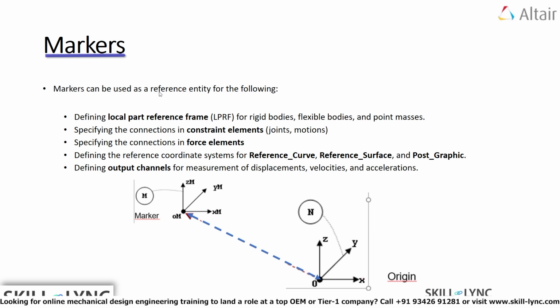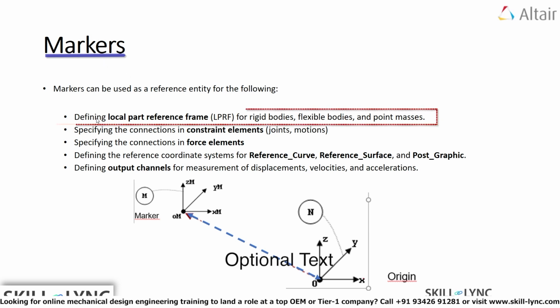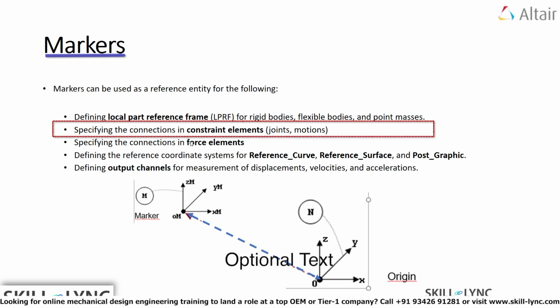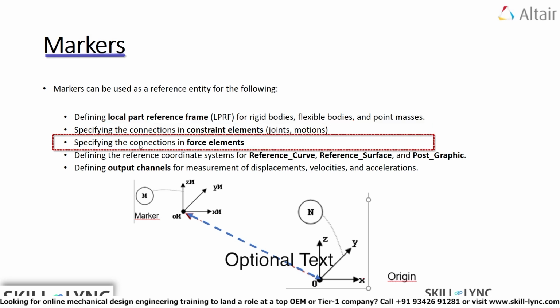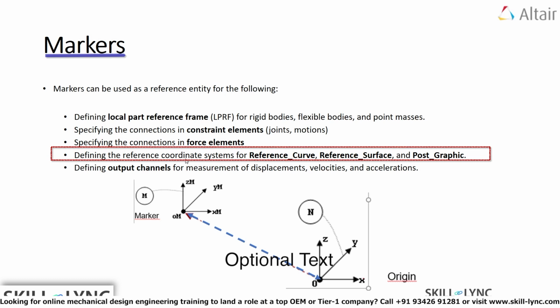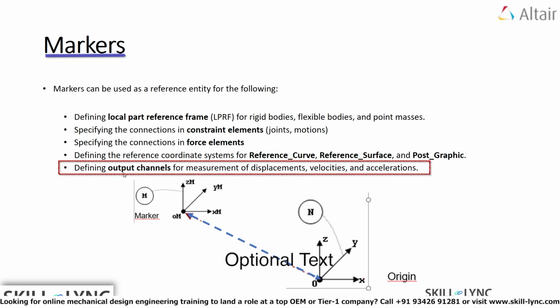I would like to discuss some key points on markers. Markers play a very important role for defining the local part reference frame for the rigid bodies, flexible bodies, and the point masses. They are also useful in specifying the connections in the constrained elements such as joints and motions. Markers also help in specifying the connections in the force elements. They act as reference coordinate systems for reference curves, reference surface, and post graphic. Markers are also useful for defining output channels for the measurement of displacements, velocity, and acceleration.